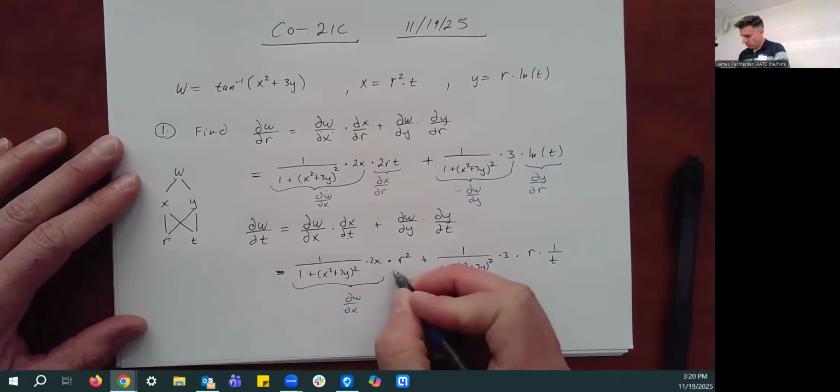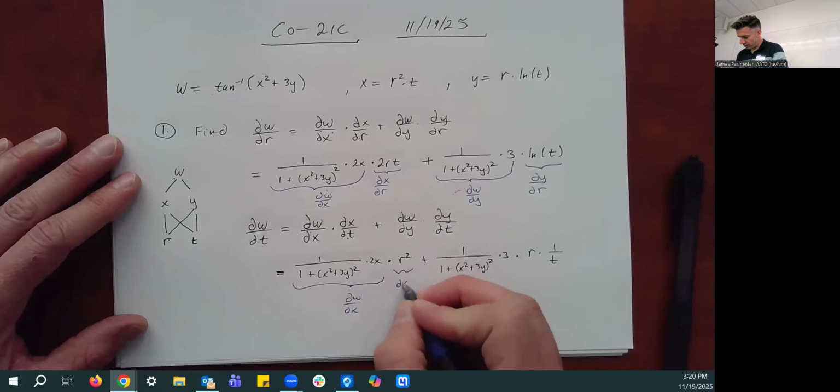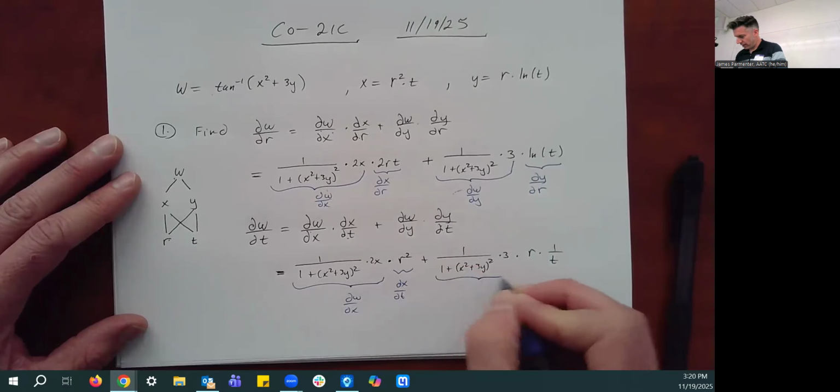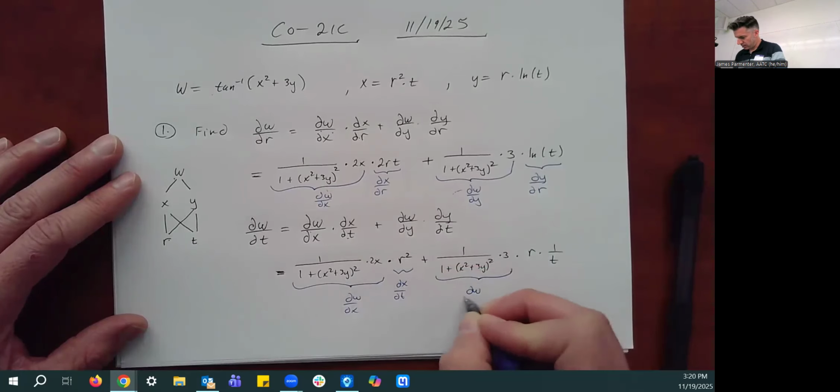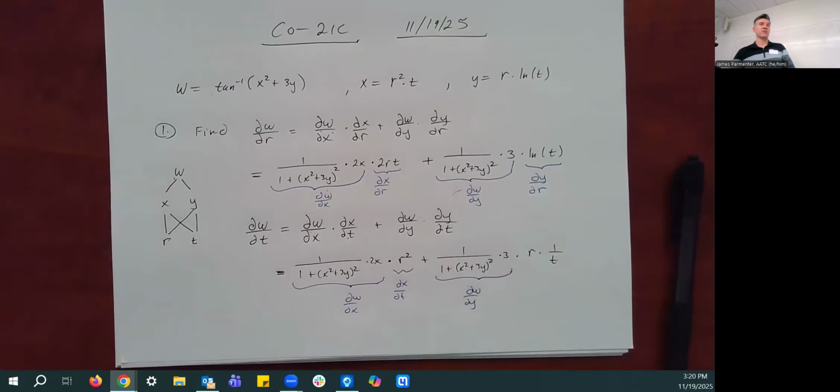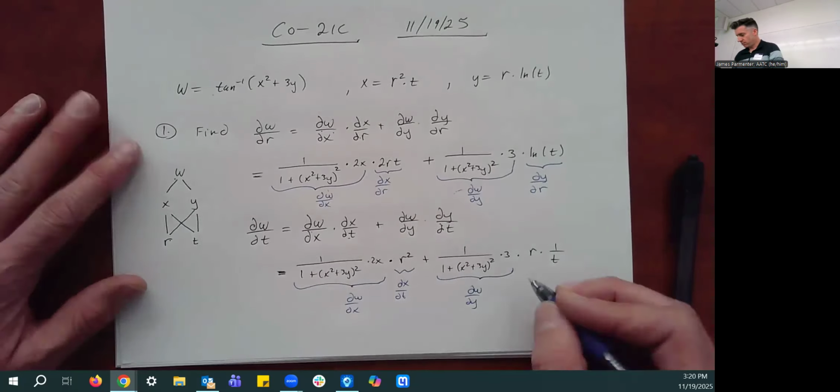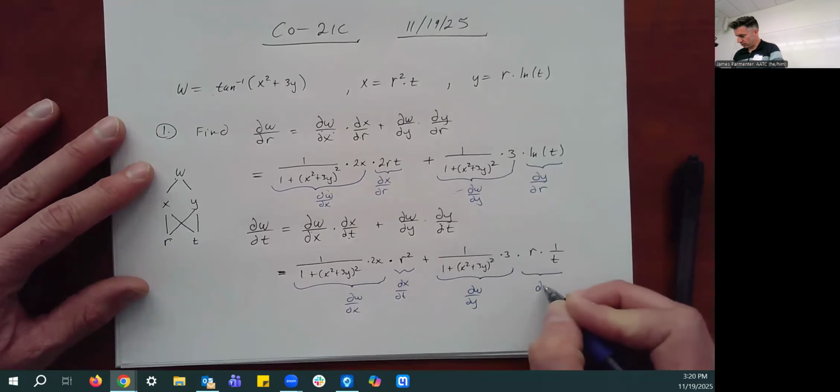One other thing I'll point out, kind of the annoying aspect of a problem like this, is that if they ask you to write your final answer in terms of your lowest level variables r and t, you do have to go then plug in x equal to r squared t and y equal to r natural log of t for every x and y. We usually don't ask that, but it could be asked and it's kind of a pain. But that's sometimes what you got.